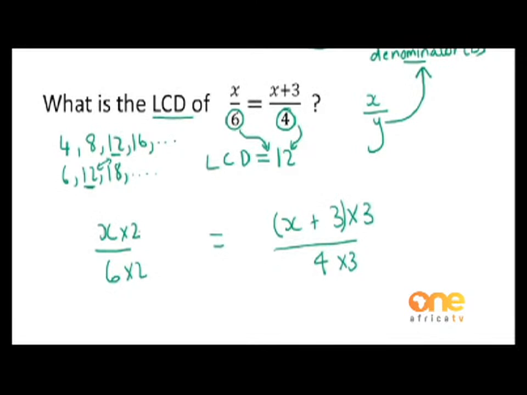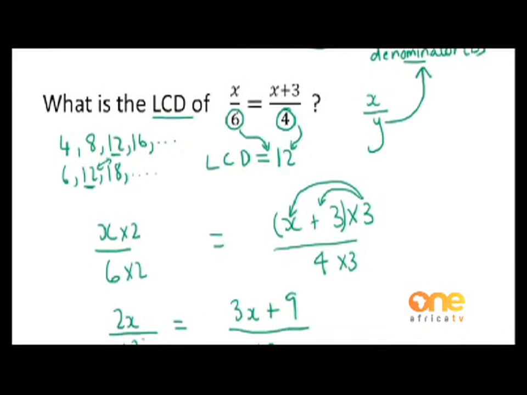So x times 2 is 2x. 6 times 2 is 12. And then we have x plus 3 in brackets times by 3. So you have to take this 3 and distribute it into the plus 3 and into the x. So that gives you 3x, because 3 times x is 3x. And then plus 9, because positive 3 times positive 3 is positive 9, which you see here. And then 4 times 3 is 12.